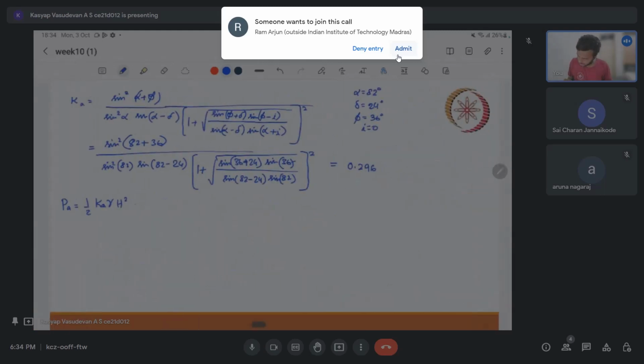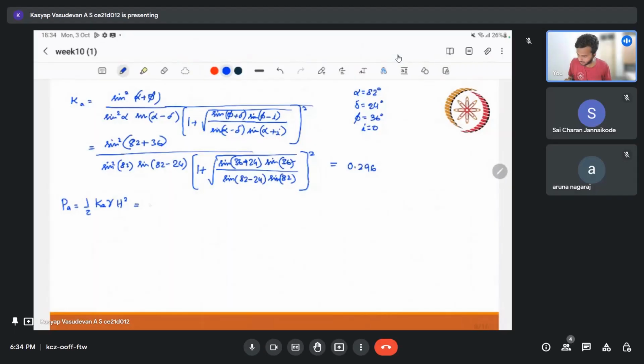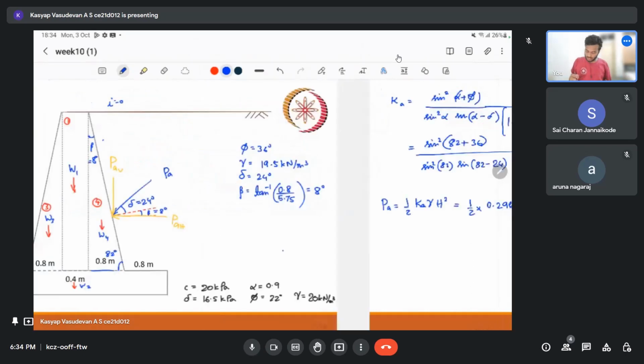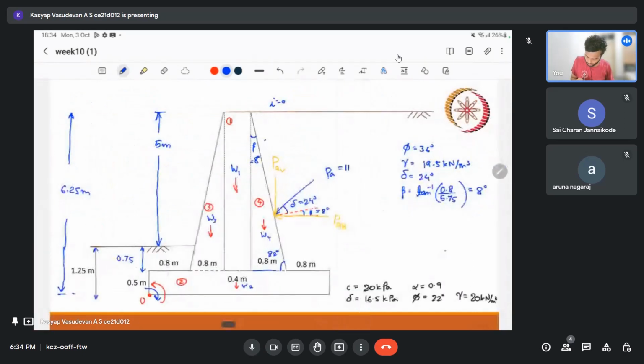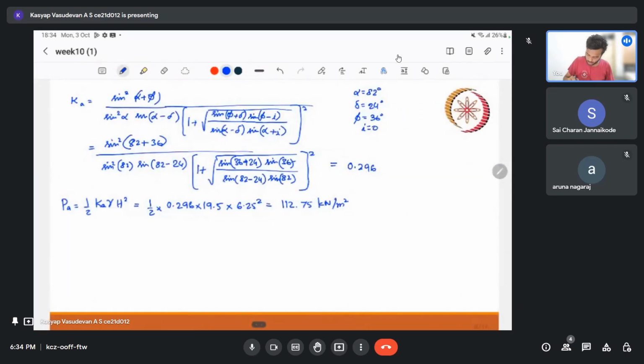So I can write it as half into 0.296 into 19.5 into 6.25 square. This is 112.75 kilonewton per meter. So we know PA, that is 112.75 kilonewton per meter. So it should not be per meter square, it should be per meter. Per meter in the sense per meter length.